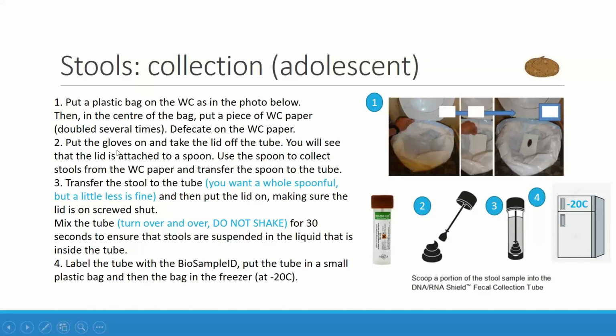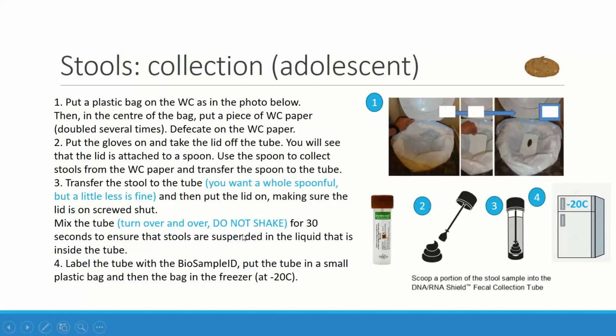Okay. So once we have the stools on the paper, we will ask the child to put on some gloves and open the tube. This tube, the Thymo tube, contains a spoon, and they take part of the stools with this spoon. How much? We would like a whole spoon, okay? But a little less is fine, okay? Then the stools collected with the spoon will be introduced into the tube, okay?